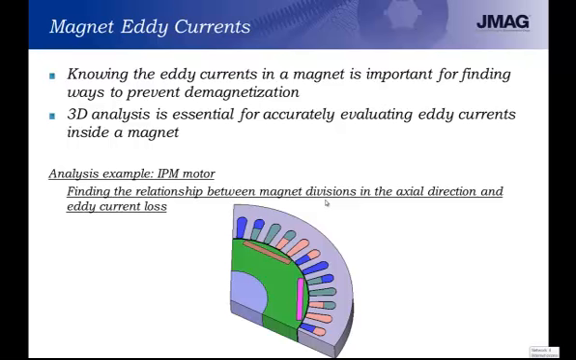Going along with the eddy current theme, we can also investigate magnet eddy currents in PM machines. Knowing the eddy currents in a magnet is important for finding ways to prevent demagnetization. 3D analysis is essential for accurately evaluating eddy currents inside a magnet. In this next example, we'll look at an IPM motor and find the relationship between the magnet divisions in the axial direction and the eddy current loss.